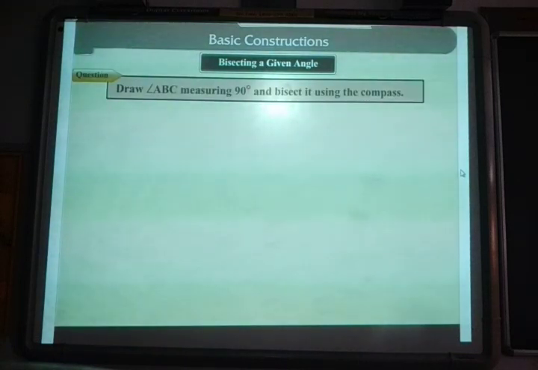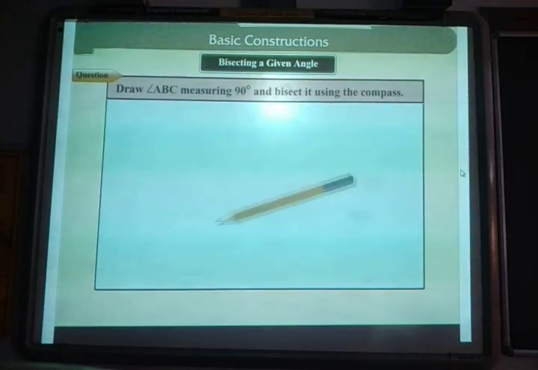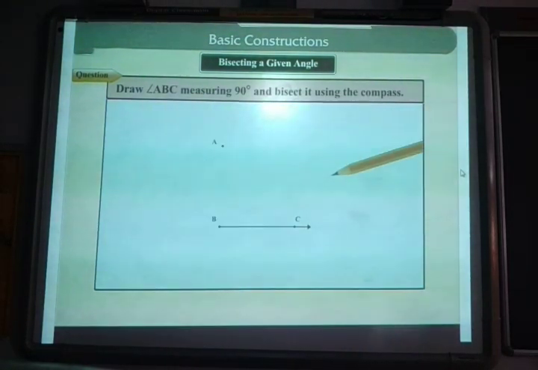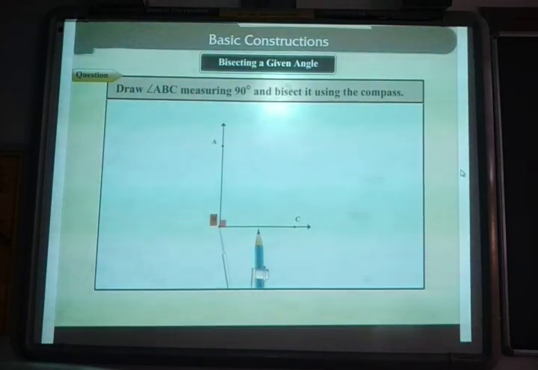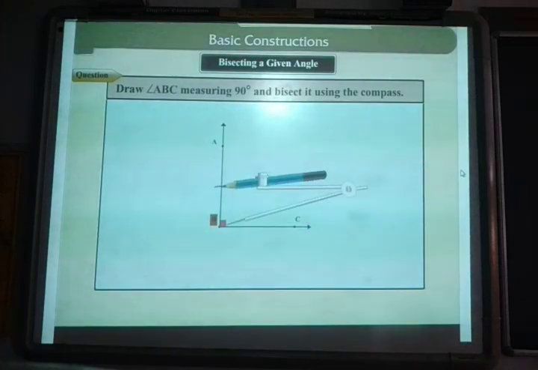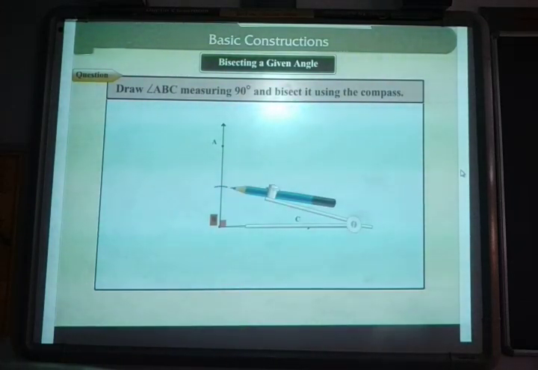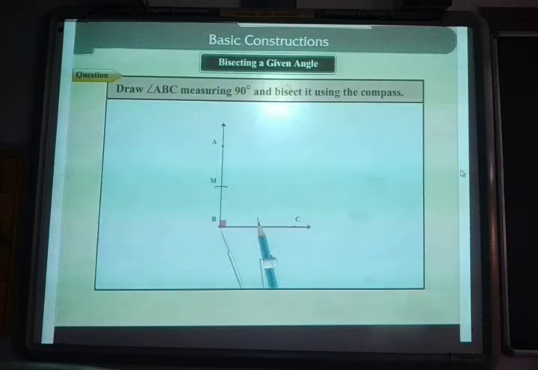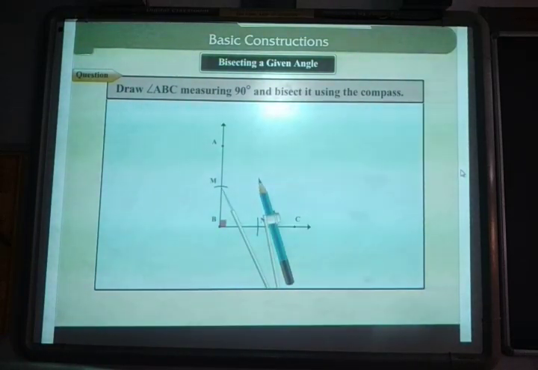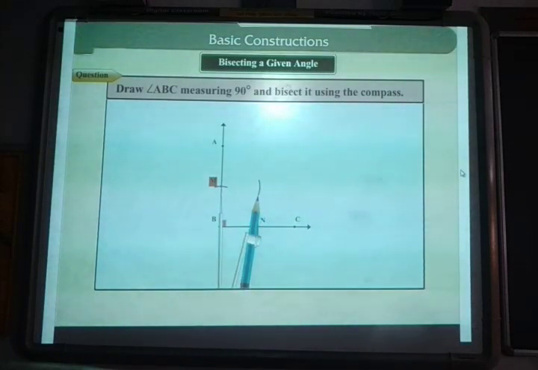Let's practice. Draw an angle ABC measuring 90 degrees and bisect it using the compass. Draw angle ABC measuring 90 degrees. Place the compass point on point B. Taking a suitable span on the compass, draw an arc intersecting ray BA at point M and ray BC at point N respectively. Keeping the same span on the compass, place the compass point on point M and draw an arc inside the angle.